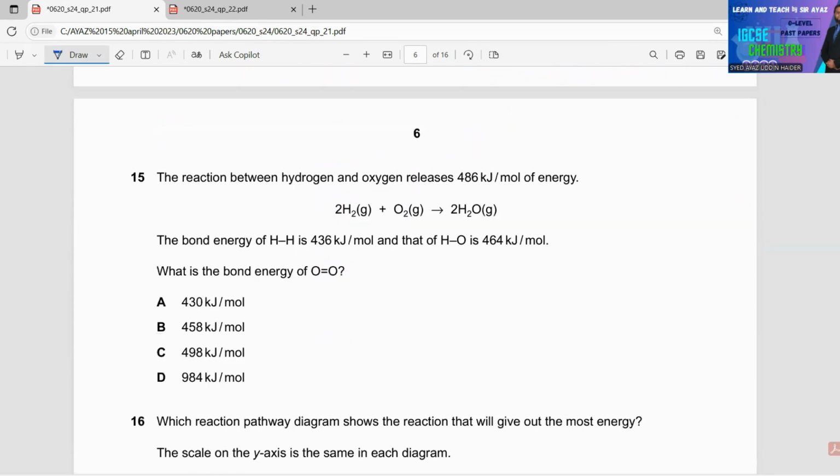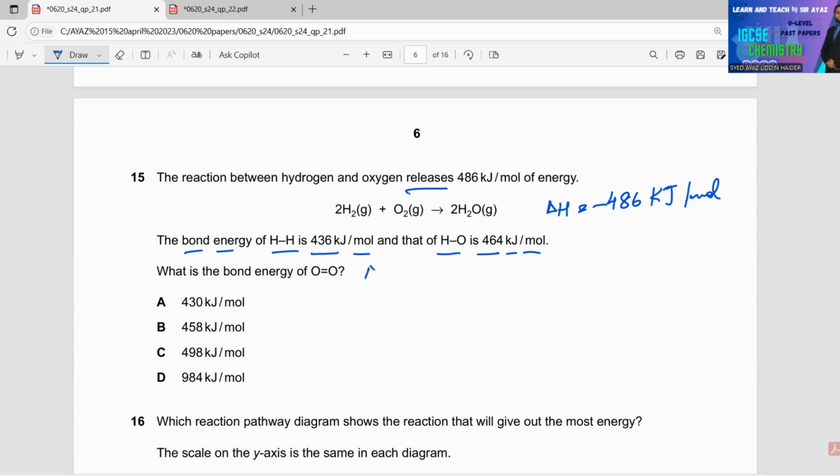Number 15. The reaction between hydrogen and oxygen releases 486 kilojoule per mole of energy. Here's the reaction equation: 2H2 gas plus O2 gas gives 2H2O gas. So they are saying it releases 486 kilojoule per mole of energy, which means delta H here must be minus 486 kilojoule per mole. The bond energy of H-H is 436 kilojoule per mole and that of H-O is 464 kilojoule per mole. What is the bond energy of O double bond O? You know the formula?